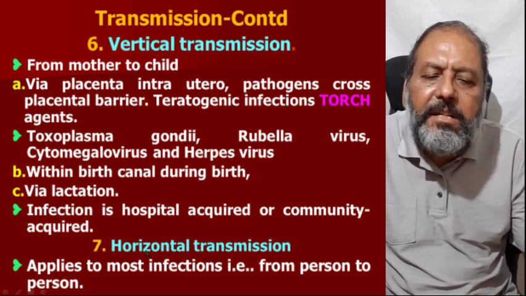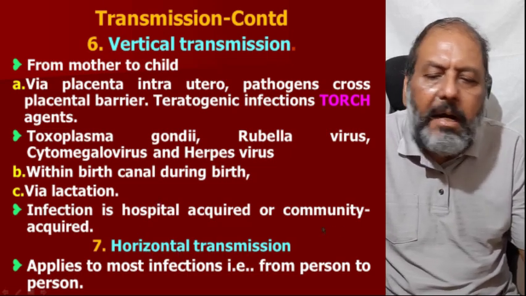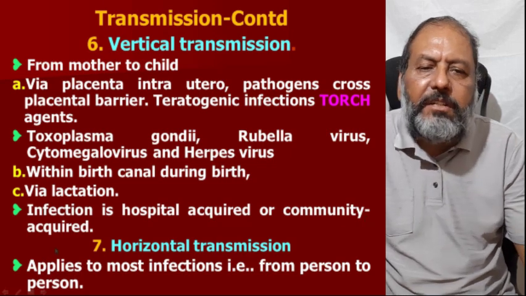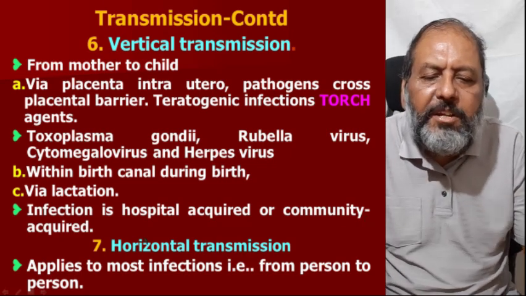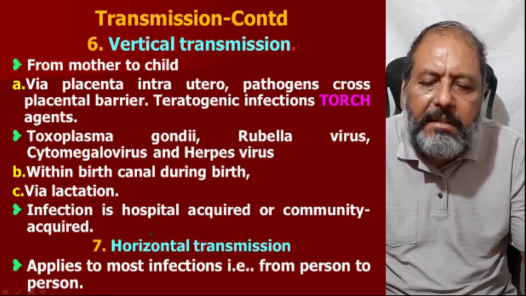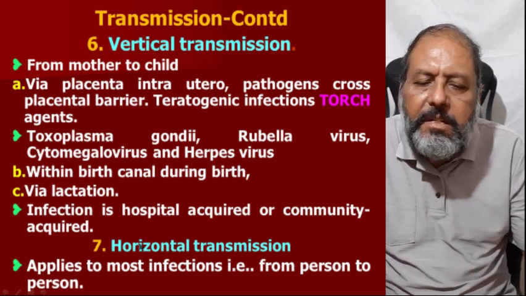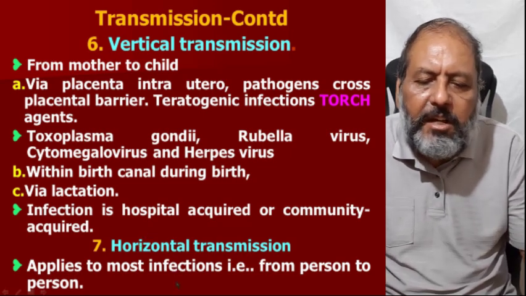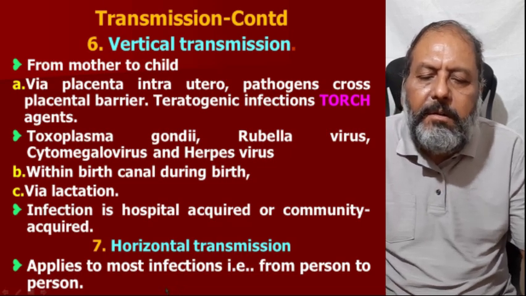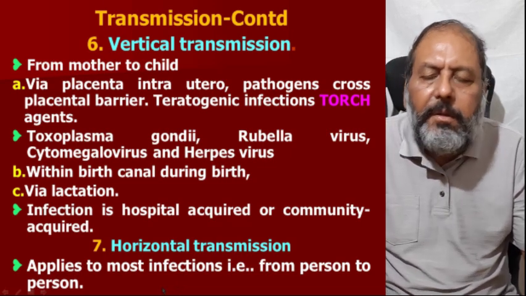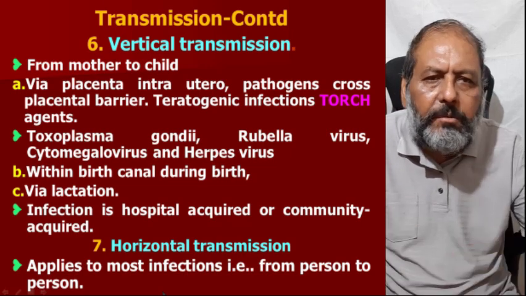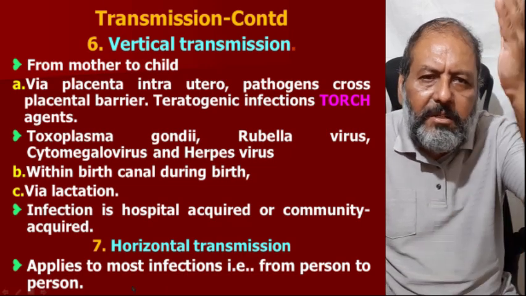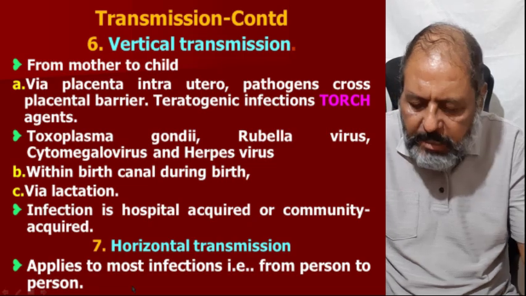The other infection is hospital acquired or community acquired infection. That is also vertical transmission. The patient is in the hospital and gets that. Then number 7 is horizontal transmission. It applies to most infections from person to person. That is called horizontal, from one person to another, and vertical is directly from the mother to the child.